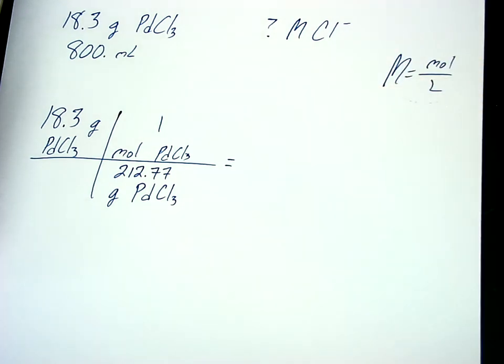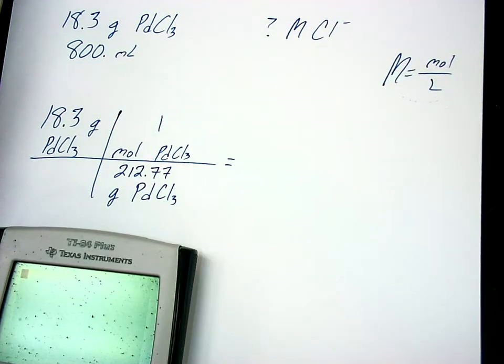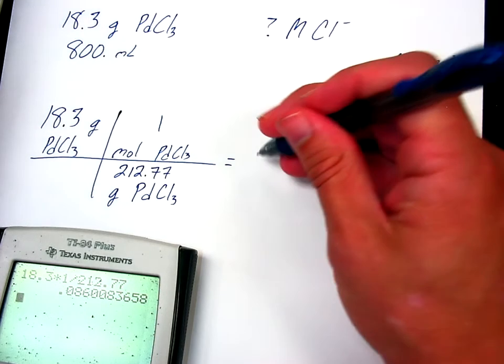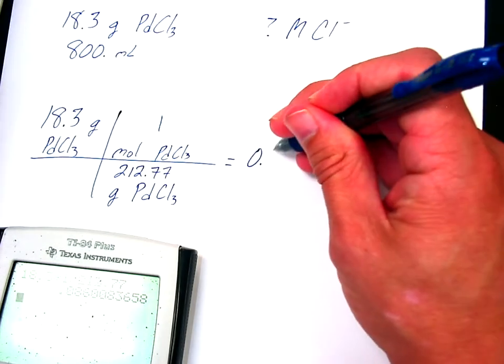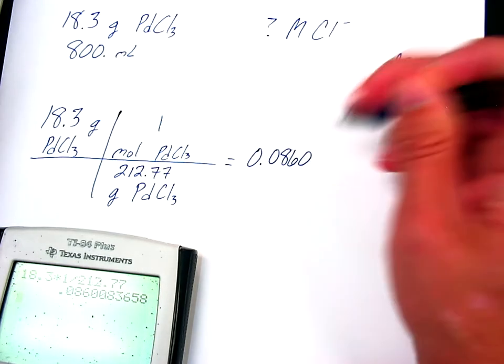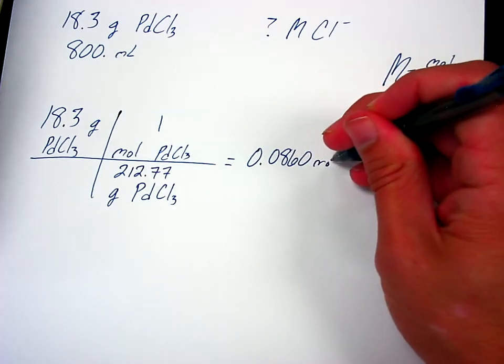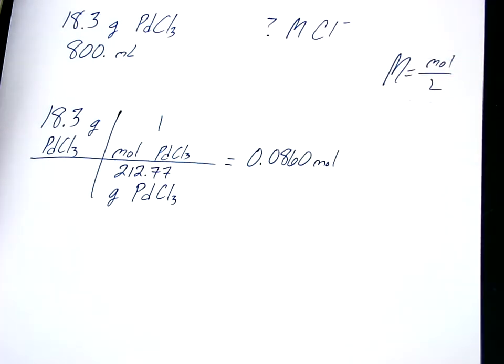All right, so let's multiply, and we're going to get 18.3 times 1 divided by 212.77. And I'm going to get 0.0860. And now we've got the moles that we wanted.